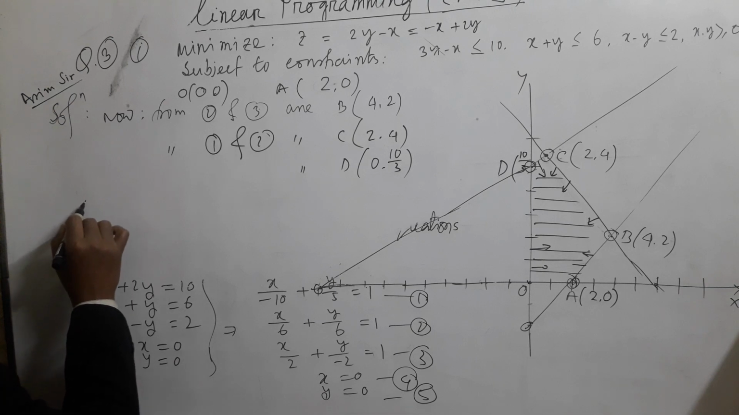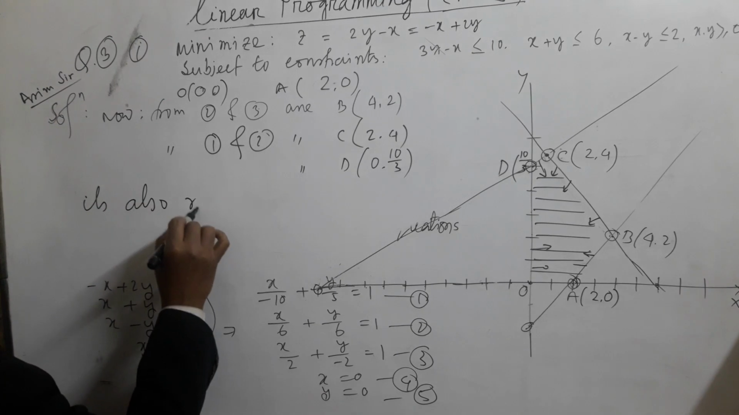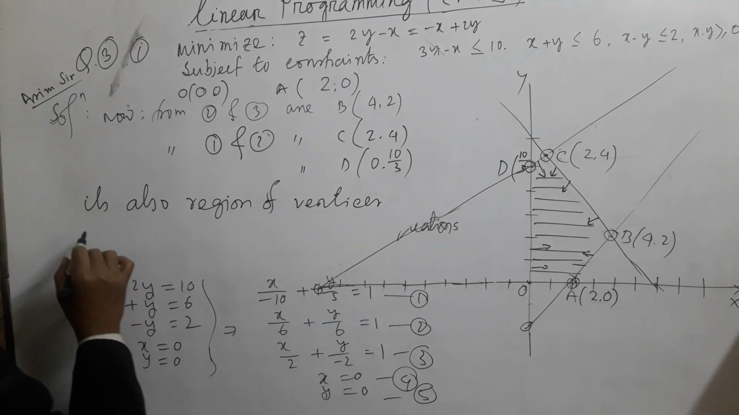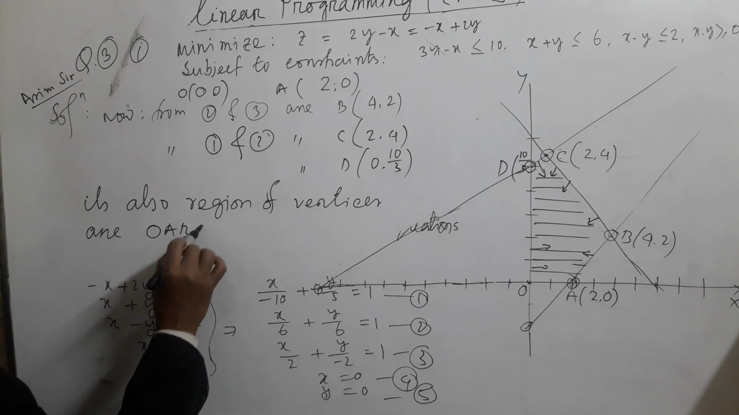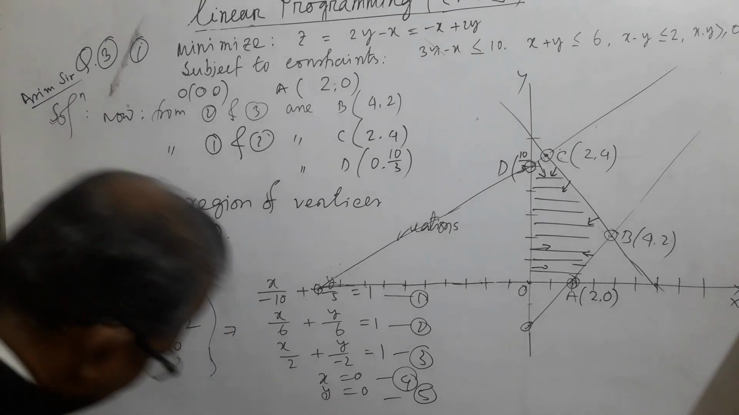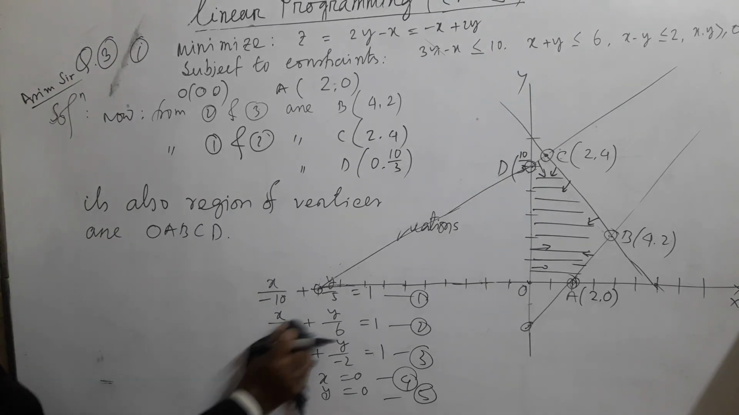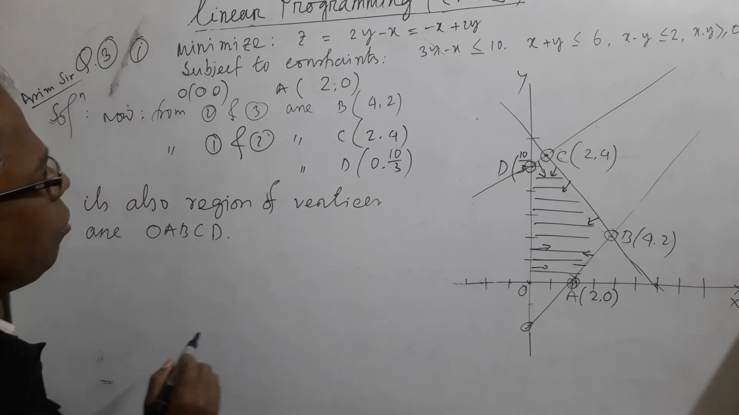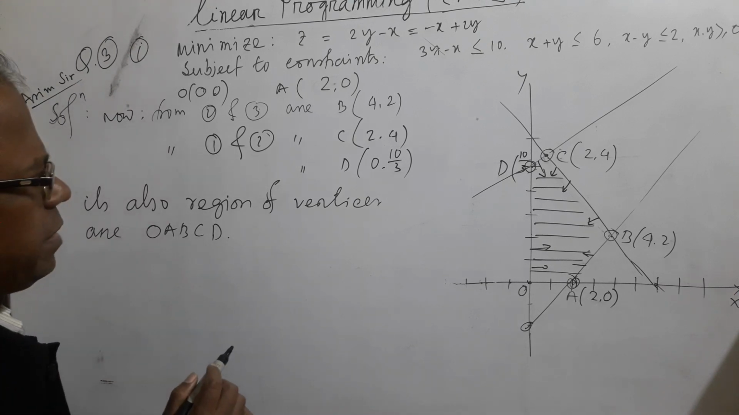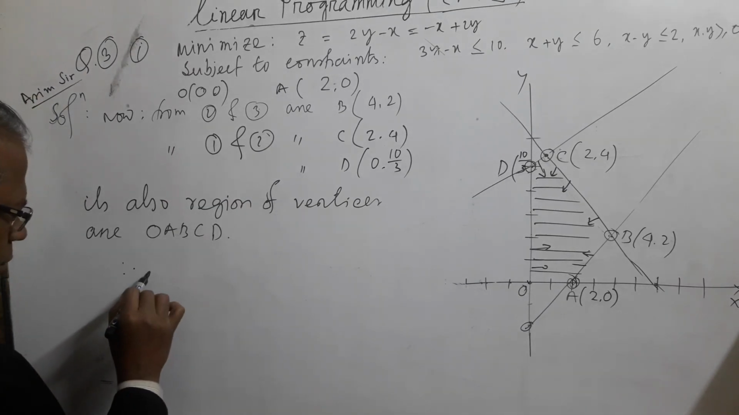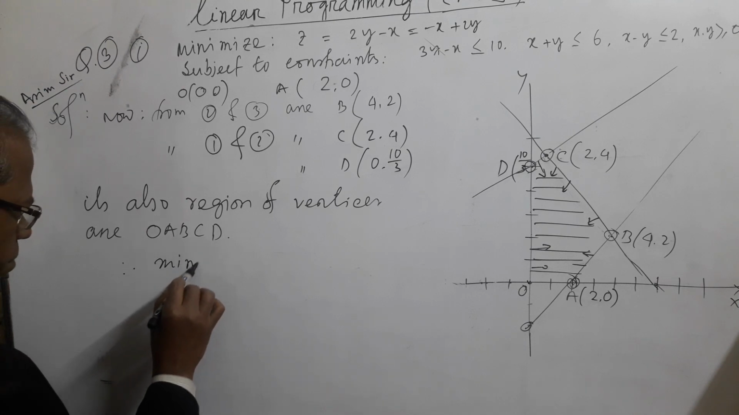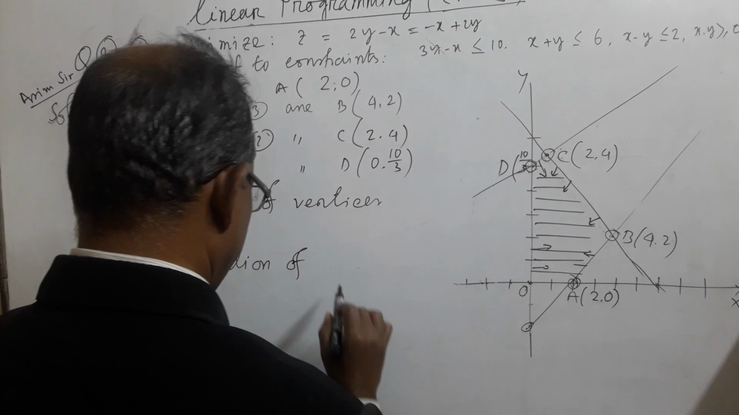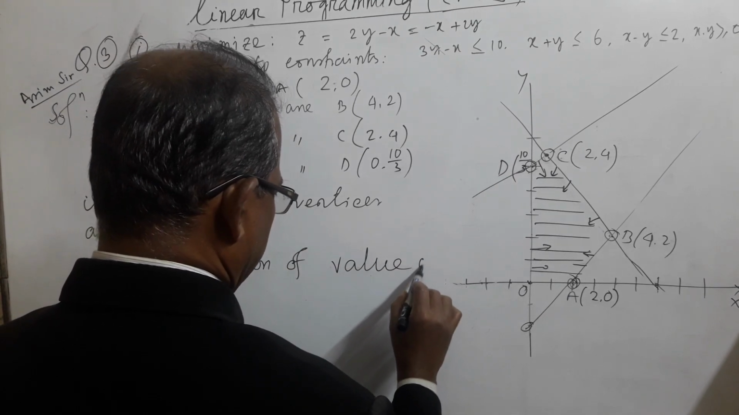The region has vertices O, A, B, C, D, and this is the collection of vertex points. Now we find the minimization of Z over the region.